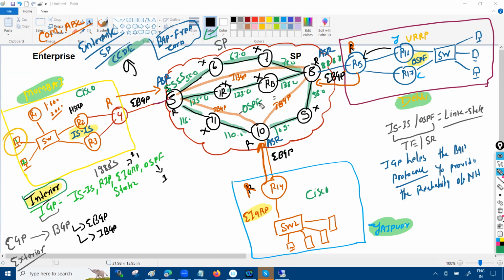People are always confused about BGP and IGP. If you have an IGP protocol, then why do we run the BGP protocol? And if you have a BGP protocol, then why do we run the IGP protocol? Dude, both are a mandatory part. IGP is just helping the BGP protocol provide next hop reachability. If you don't run the IGP, your BGP will not work.